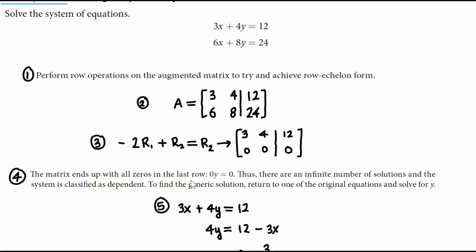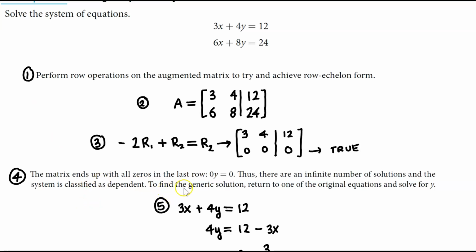So when you get all zeros in the last row, you have 0y is equal to 0. Thus, there are infinite number of solutions, and the system is classified as dependent because what it's saying here is that this represents a true statement. And if it's a true statement where 0 is equal to 0, then we know it's dependent.